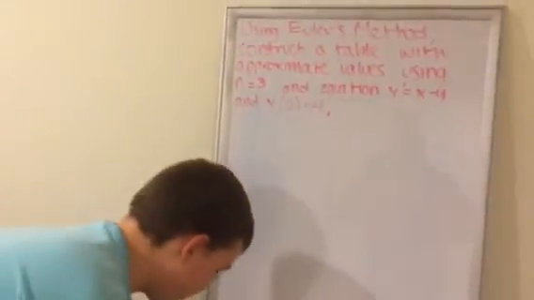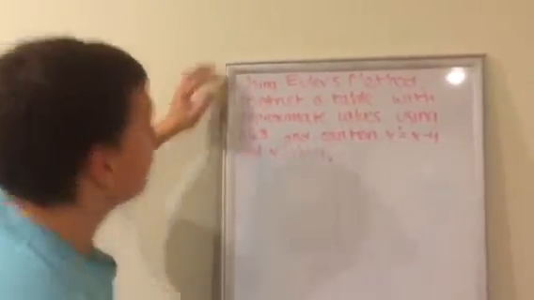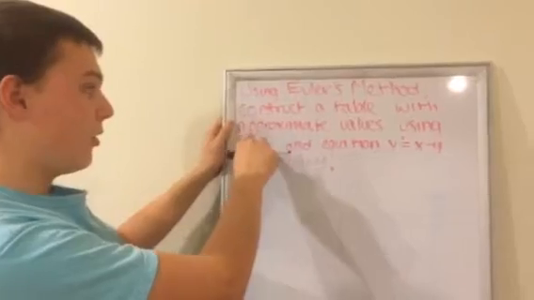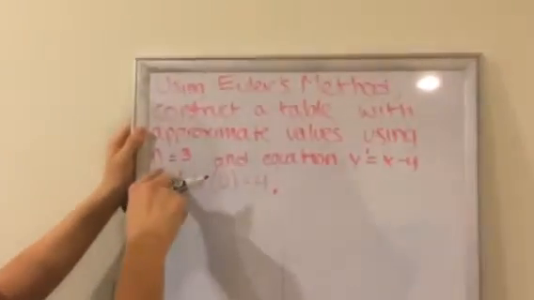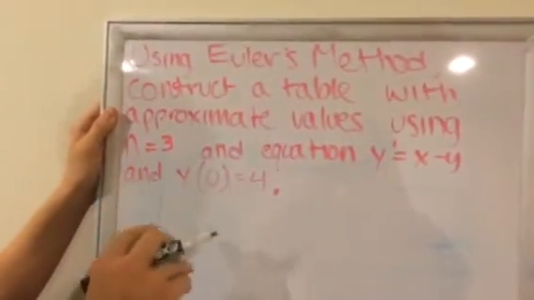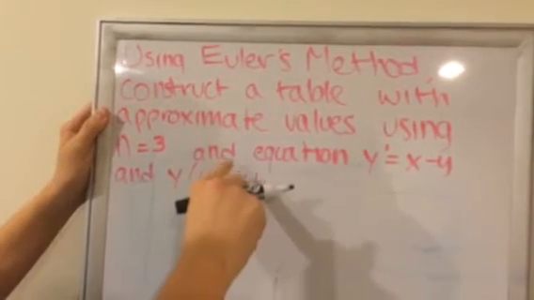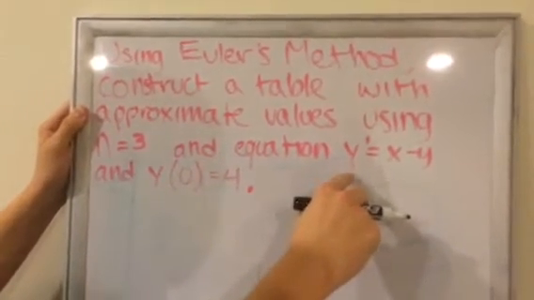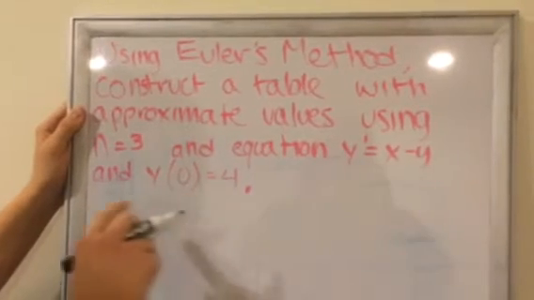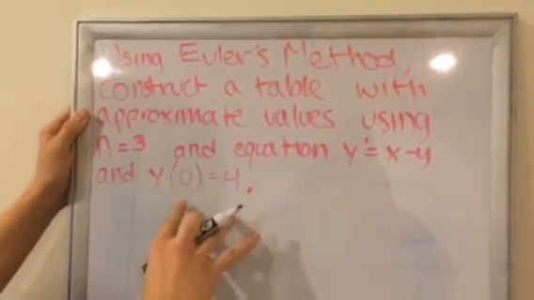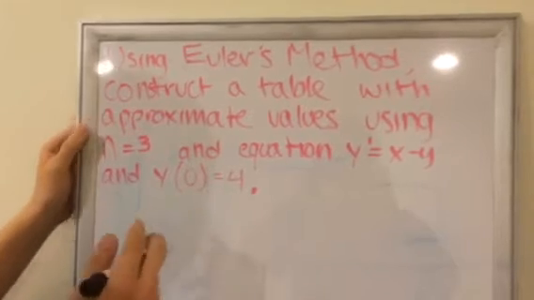As an example problem, we have: using Euler's method, construct a table with approximate values using n equals 3, so we'll be using 3 different points and calculating the third. And the equation y prime equals x minus y, starting off with the initial value (0, 4).